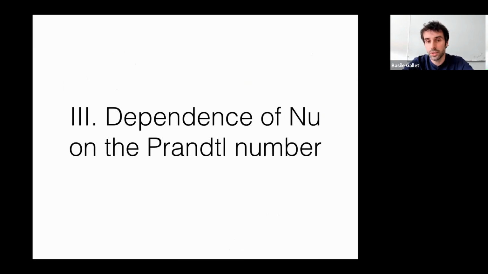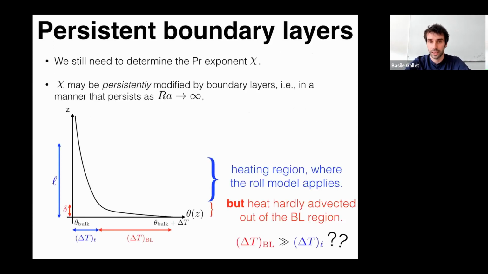Okay, so if we want to have a fully closed scaling theory for the Nusselt number that predicts its dependence on all three control parameters, we need to understand the dependence on the Prandtl number. Okay, and now it's a bit tricky. According to the role model that I've shown you previously, we should get the standard mixing length regime. The Nusselt number would be L over H times the square root of Rayleigh times Prandtl.